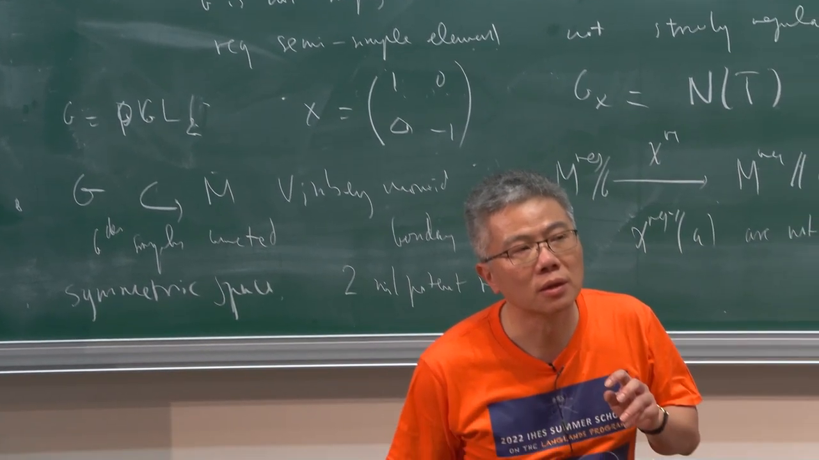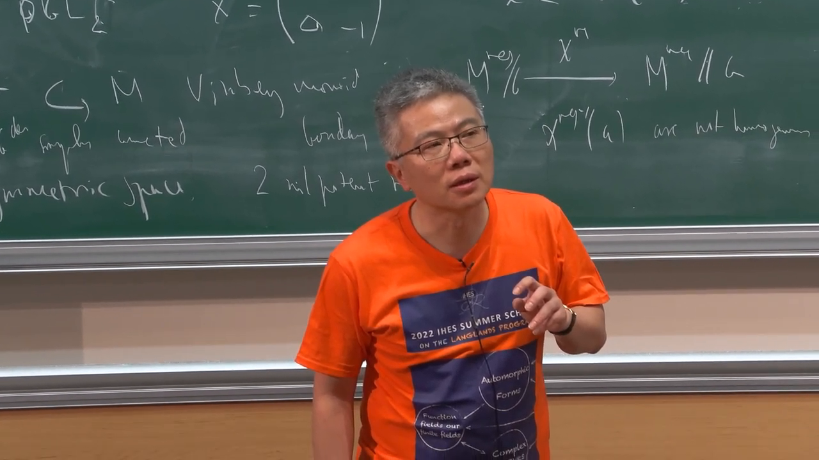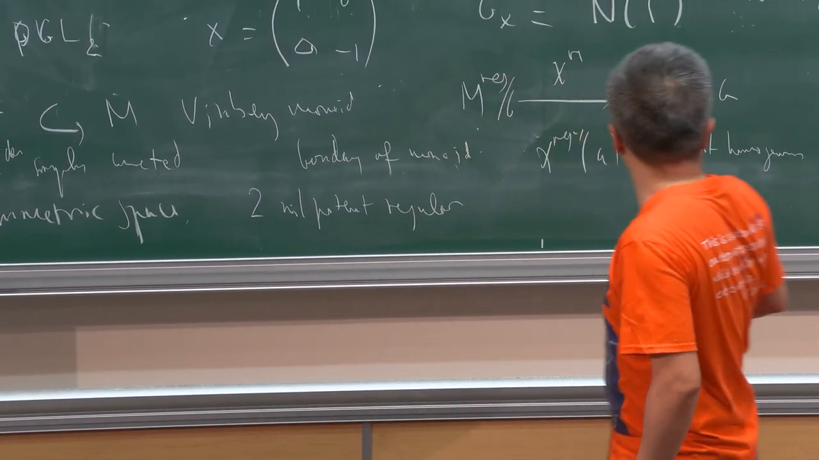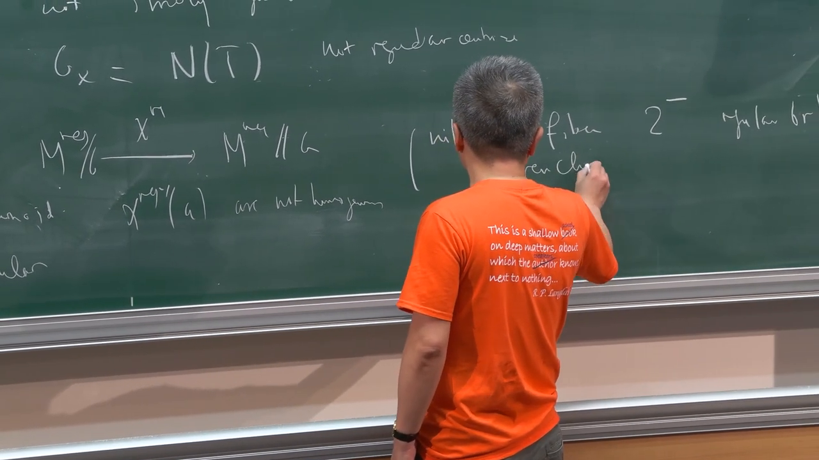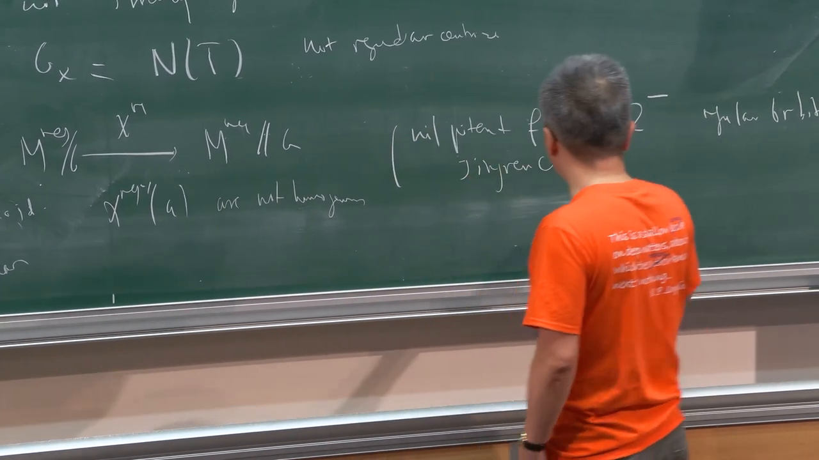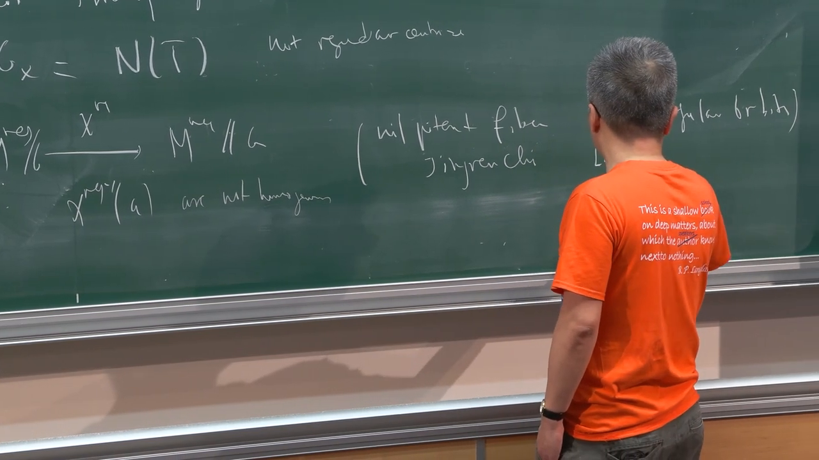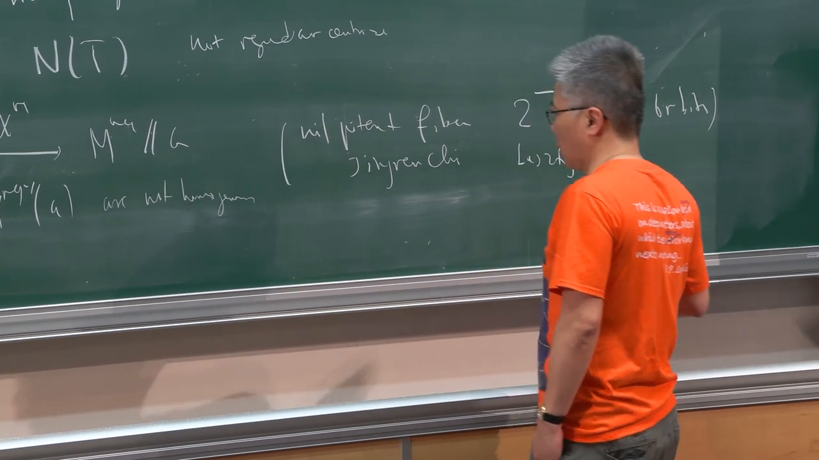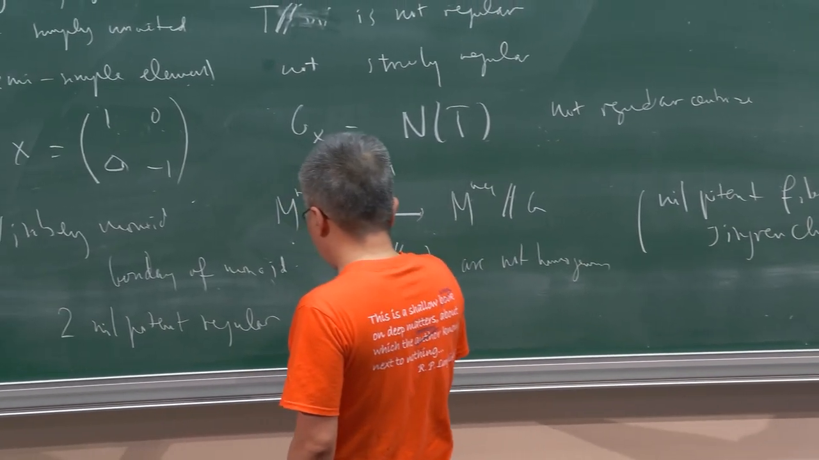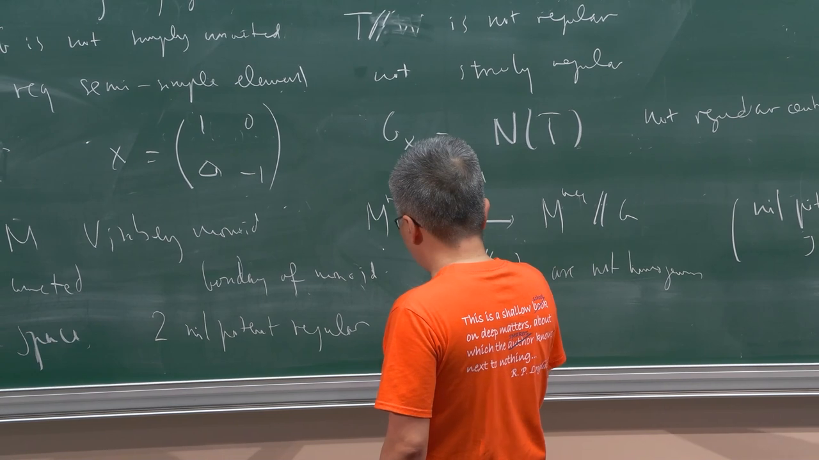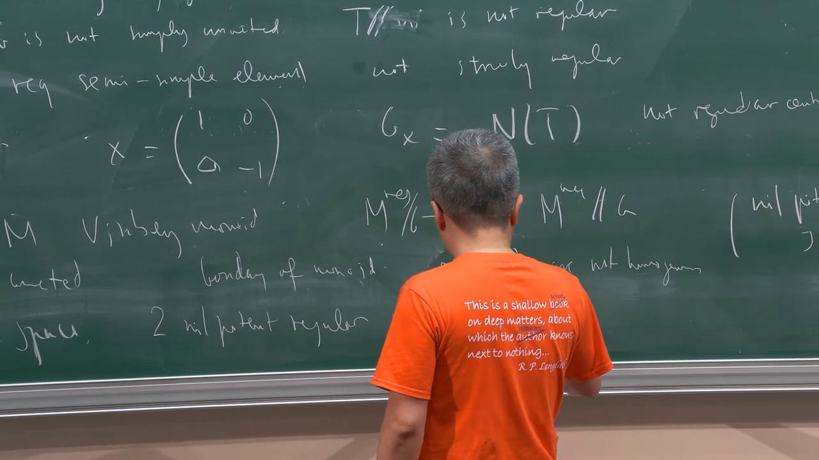Sekiguchi classified how many nilpotents. Yes, this is all of Jingenchi, yes, based on the earlier work of Lustig. And there are two nilpotent regular orbits in some case. So this is by Spencer.